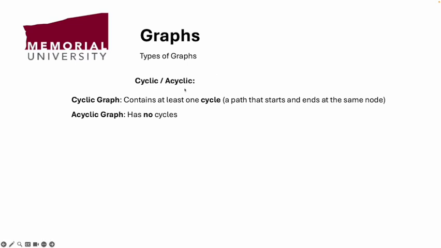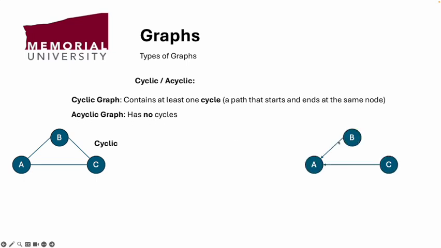So this also we can define based on cyclic or acyclic. A cyclic graph contains at least one cycle, which means we can have a path that starts and ends at the same vertex. For example, we can find the path from A to B to C and back to A. If you have no cycle, we call it an acyclic graph. For example, in this one I only have paths from B to A or C to A. There is no cycle in this kind of graph.